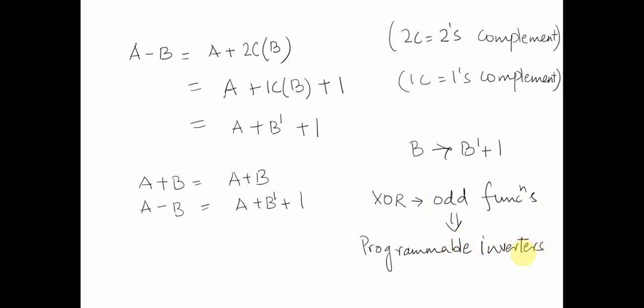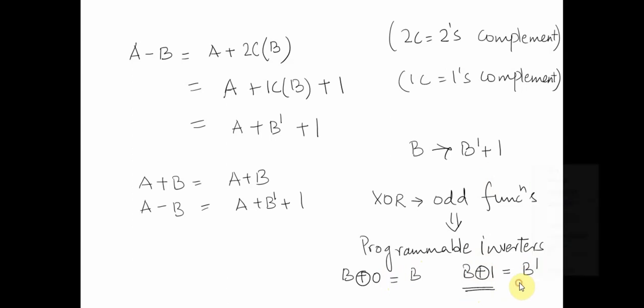So basically, we spoke about it last time. If a number is XORed with 0, it's the number itself, right? If a number is XORed with 1, we get its complement. So we can create an XOR operator: we can XOR B with 1 to obtain B bar, and once we have obtained B bar, we can add it to a circuit.